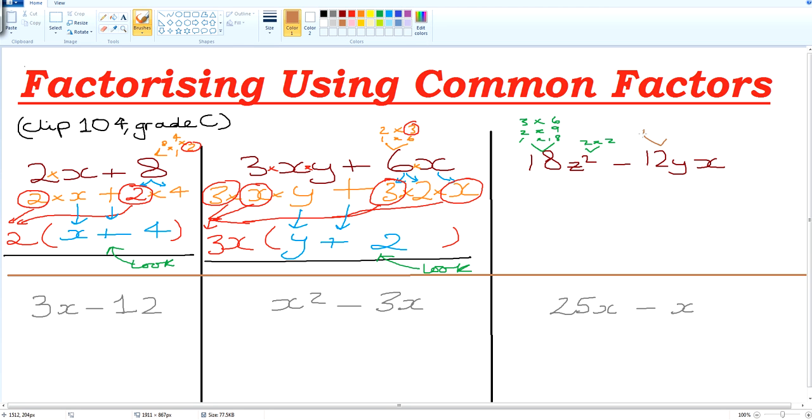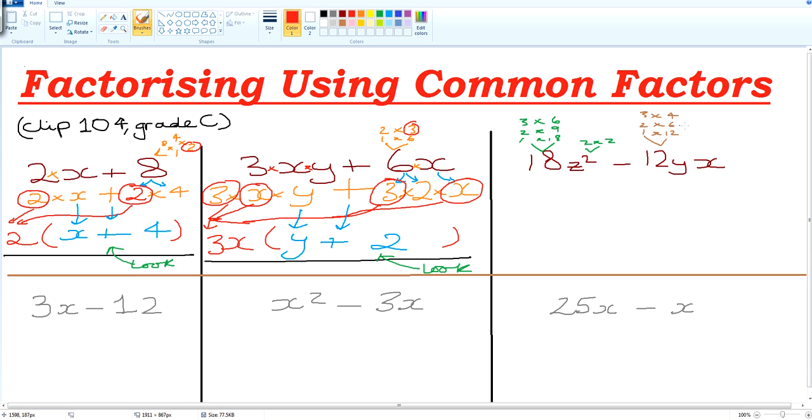12 can be split up into 1 times 12, 2 times 6, or 3 times 4. The y and x don't split up, they stay as they are. So what can we see that's common in the numbers? 1 times 18 and 1 times 12 are not very good, are they? They're not going to help.